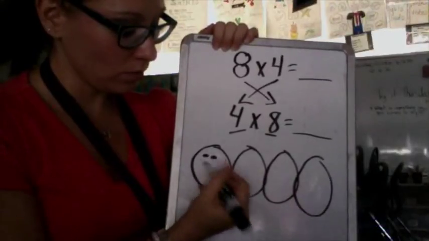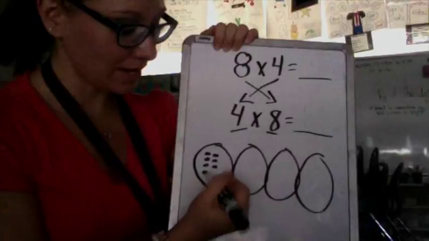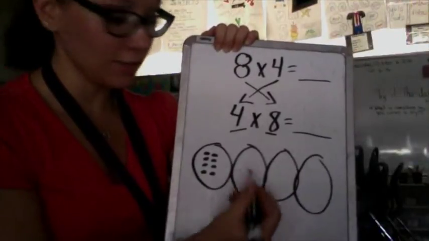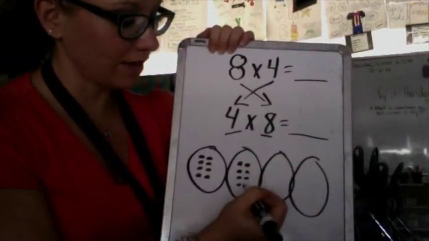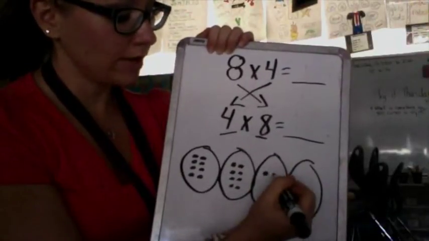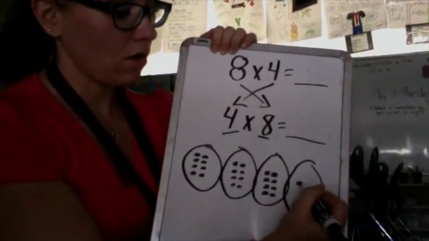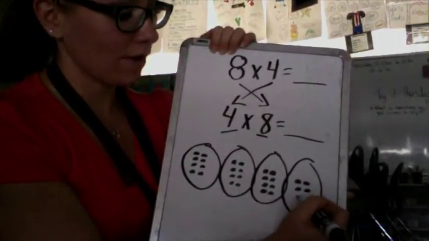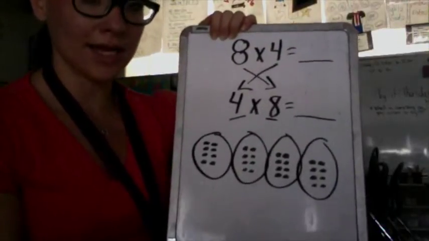1, 2, 3, 4, 5, 6, 7, 8. I'm going to do it again. 1, 2, 3, 4, 5, 6, 7, 8. Next circle, 1, 2, 3, 4, 5, 6, 7, 8. Last circle, 1, 2, 3, 4, 5, 6, 7, 8. So we have 8 in each group.